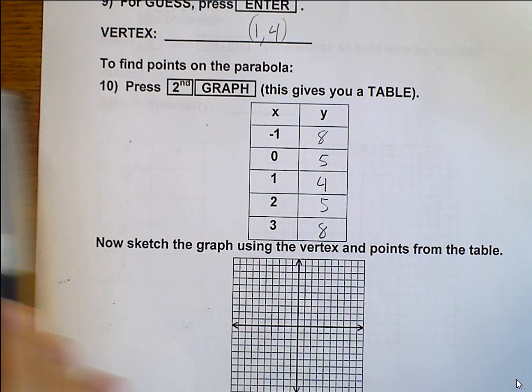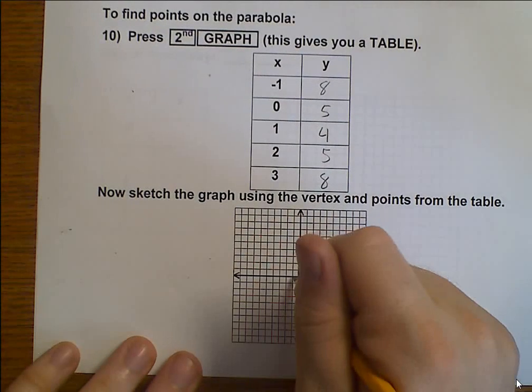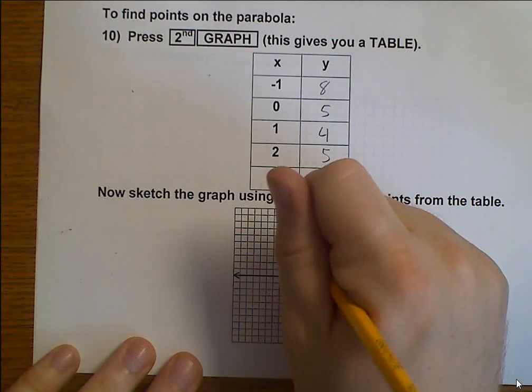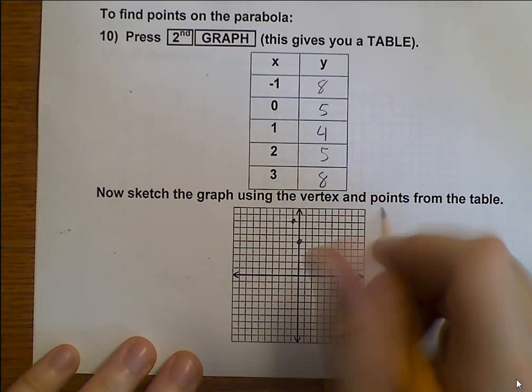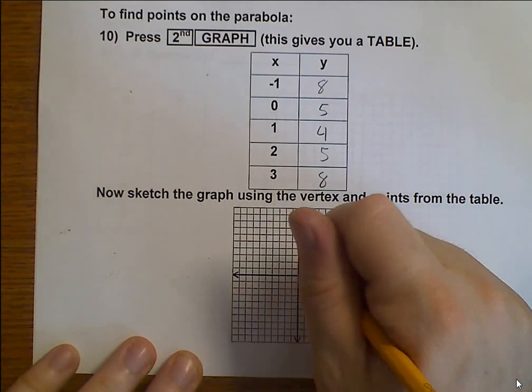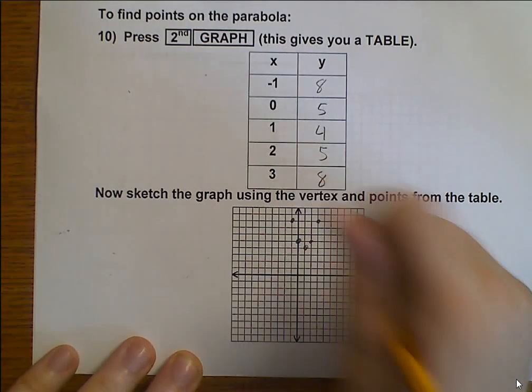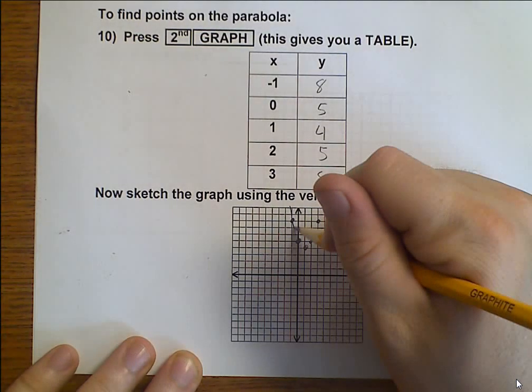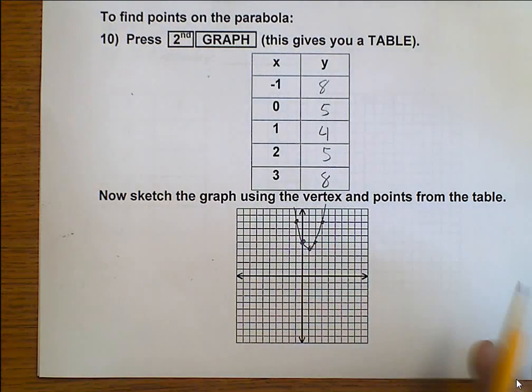Now we will graph them. So -1, 8, 0, 5, 1, 4, 2, 5, 3, 8. And we draw our graph. Easy as pie. Let's go ahead and turn the page.